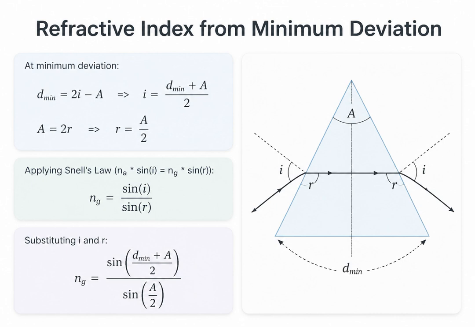The refractive index equals the sine of the incident angle over the sine of the refracted angle, expressed entirely in terms of measurable prism angles.